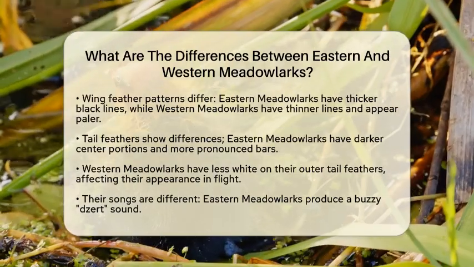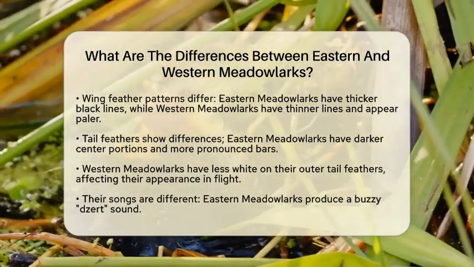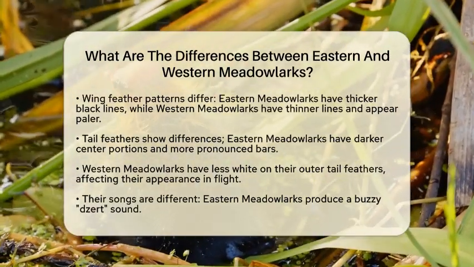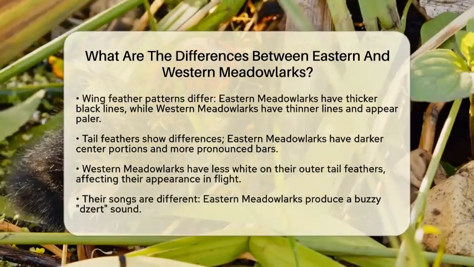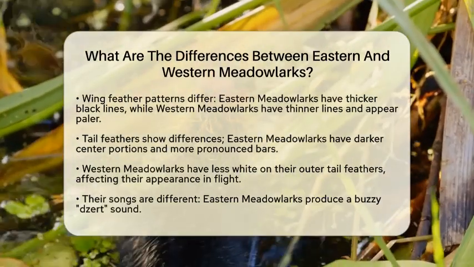Another key difference lies in their tail feathers. The Eastern meadowlark has darker center portions and more pronounced bars on its tail feathers. In contrast, the Western meadowlark has less white on the outer tail feathers, making it look different when it flies.